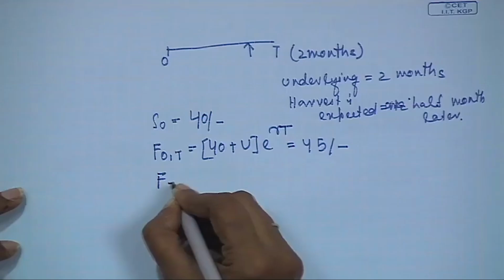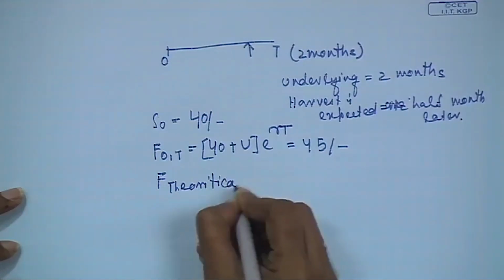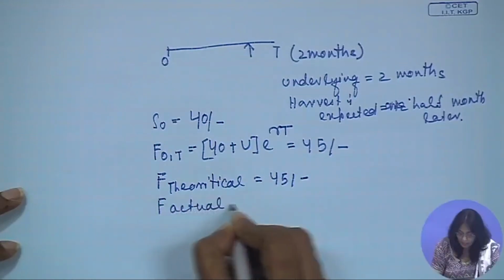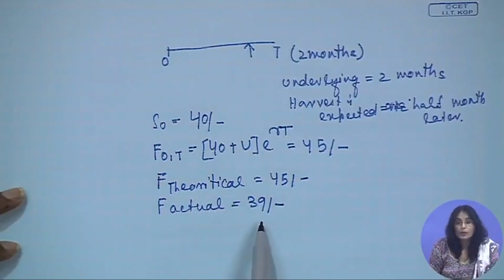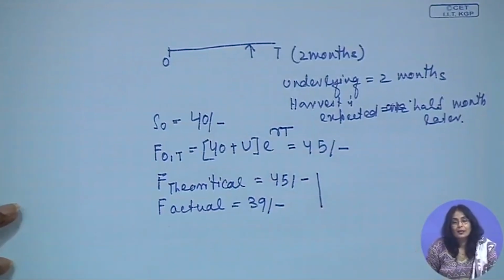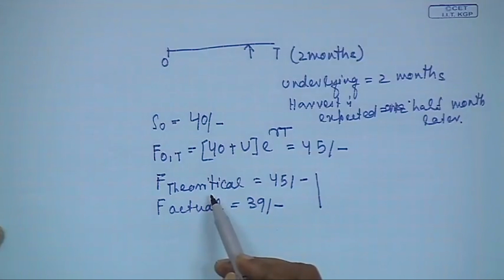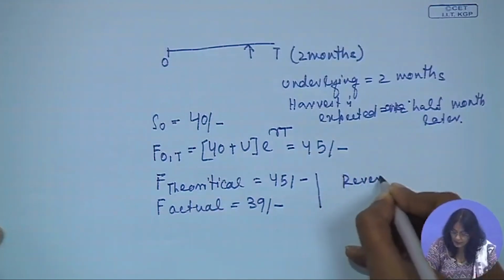Let's say in the market the 2 months forward price or futures price is quoting at, let's say, 39 rupees. So this F theoretical price is 45 rupees and F actual is 39 rupees. So you go to the commodity exchange and the 2 months futures contract is quoting at 39. So just merely comparing these two prices, you may say that there is some arbitrage opportunity, and if you recall, this leads to a reverse cash and carry arbitrage. When F actual is less than F theoretical, we have a reverse cash and carry arbitrage.